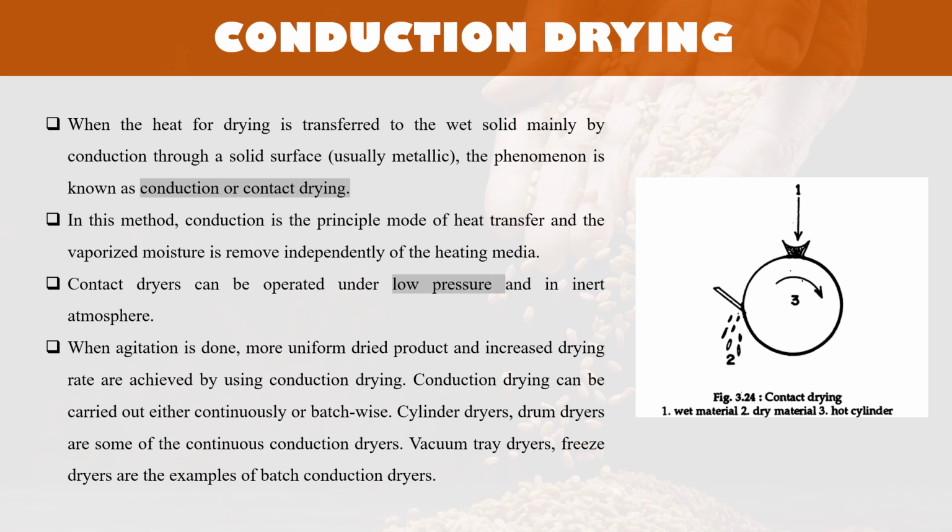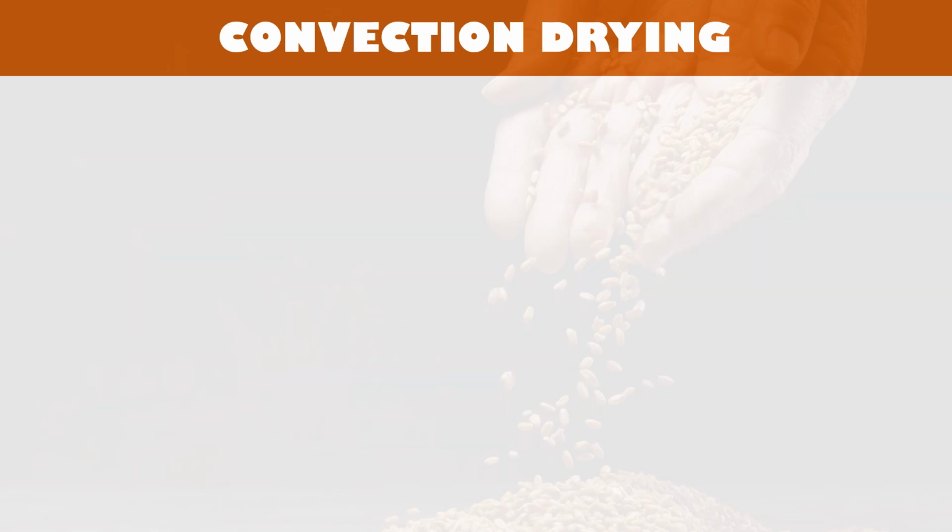When agitation is done, more uniform dried product and increased drying rate are achieved by using conduction drying. Conduction drying can be carried out either continuously or batch-wise. Cylinder dryers and drum dryers are some of the continuous conduction dryers. Vacuum tray dryers and freeze dryers are the examples of batch conduction dryers.